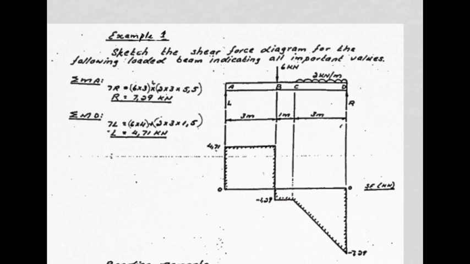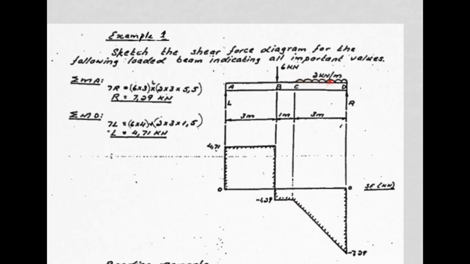Now let's look carefully where that comes from. 2 kilonewtons per meter multiplied by the 3 meters that it acts through, multiplied by 5.5. Where does the 5.5 come from? Well, that is the distance from A to the mid-span of the UDL. Listen carefully to the words, to the mid-span of the UDL.